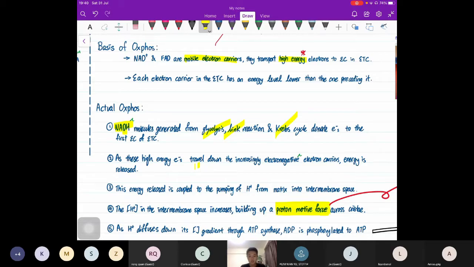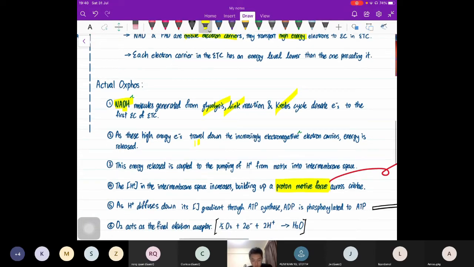Because your NADH molecules donate to your first electron carrier of your electron transport chain, but your FADH2 transport it to electron carriers that are halfway, in the middle of the electron transport chain. They don't donate it to the first electron carrier in your electron transport chain. Okay, so the story continues.